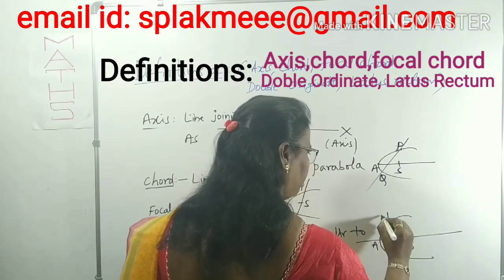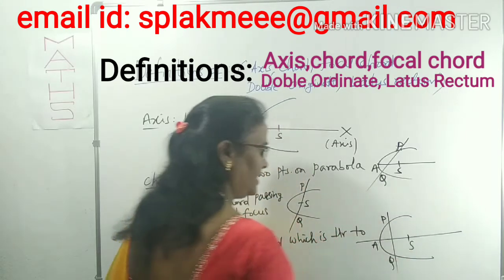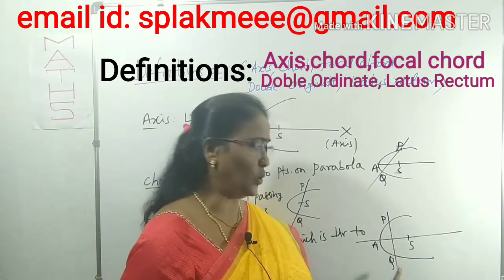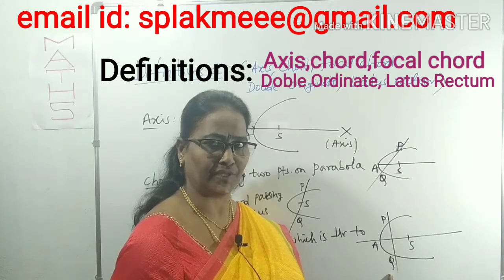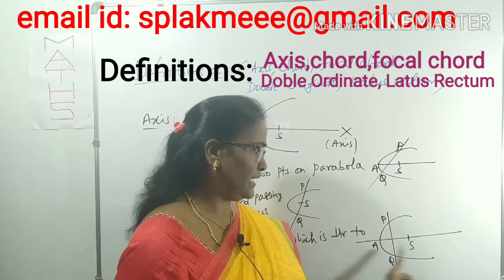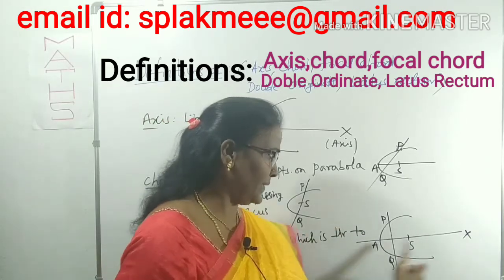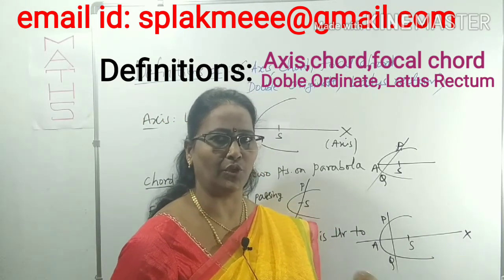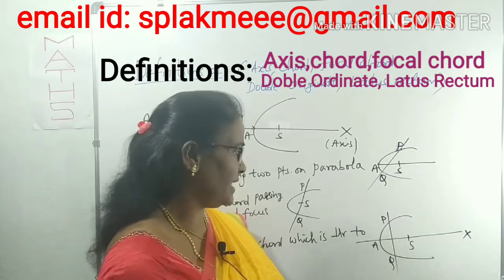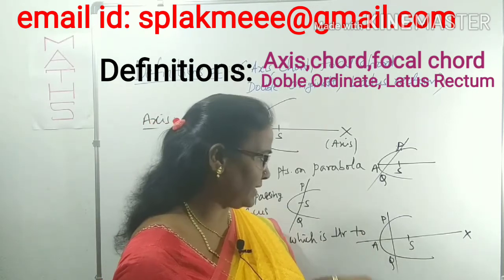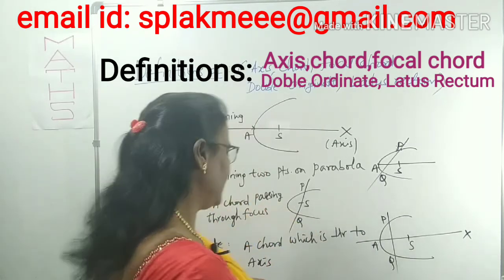This chord PQ, what is this chord? Is it a focal chord? No, because it is not passing through the focus. It is a chord. It is clearly perpendicular to what? The axis. A chord perpendicular to the axis is called a double ordinate. Is it clear? What is a double ordinate? A chord perpendicular to the axis is called a double ordinate.